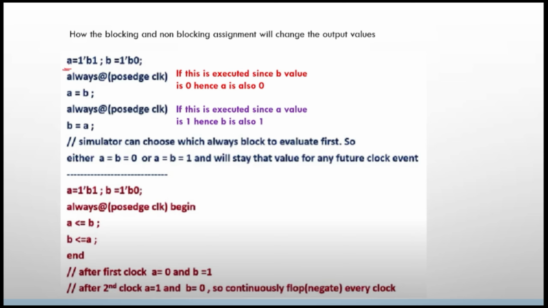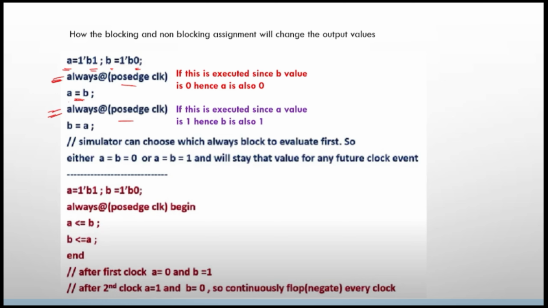Here I am assigning A the value 1 and B the value 0. I am writing two always blocks in parallel. As we have discussed before, you can have any number of always blocks within your code, and all these always blocks will run concurrently. So both these always blocks will be running concurrently. Now, since you are using blocking statements, either this or this will run at zero time, that is, at the starting time.